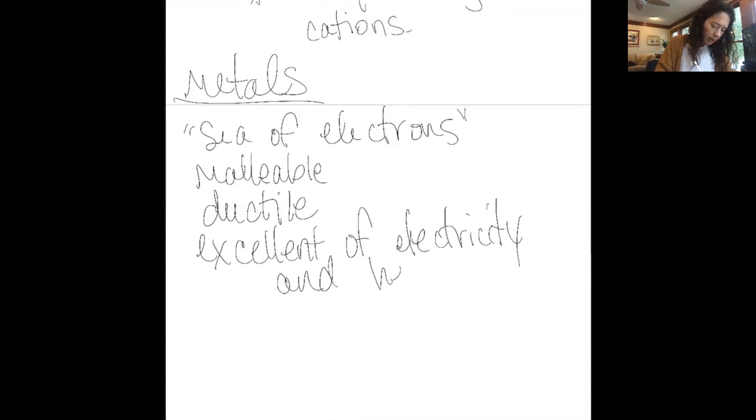All three of these have to do with the fact that they have something called a sea of electrons. The electrons are free to roam. We'll talk about that later.